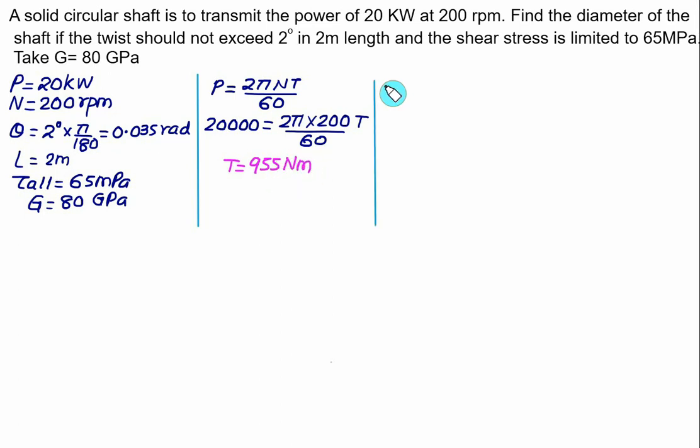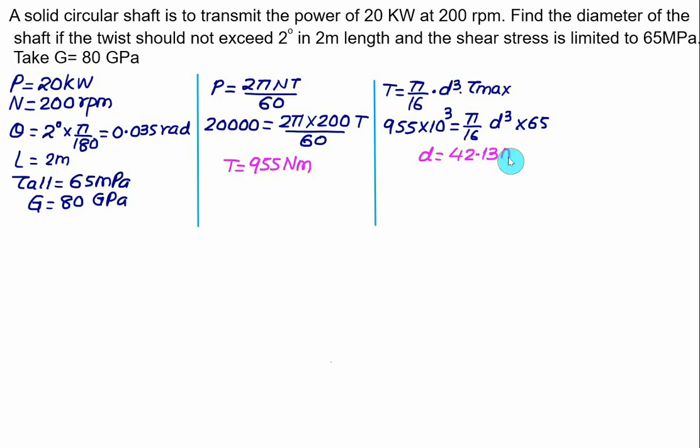Then the second equation: torque for a solid shaft is equal to pi by 16 multiplied by d cube into tau max. So we have 955 into 10 to the power 3 equal to pi by 16, diameter d is unknown, and the maximum shear stress is equal to 65. Solve this, you will get one value of d. So here you get the diameter d equal to 42.13 mm. But we are given the second constraint also, of theta.